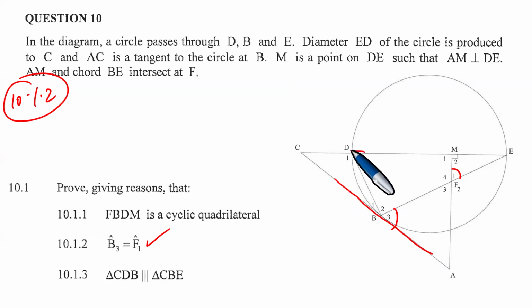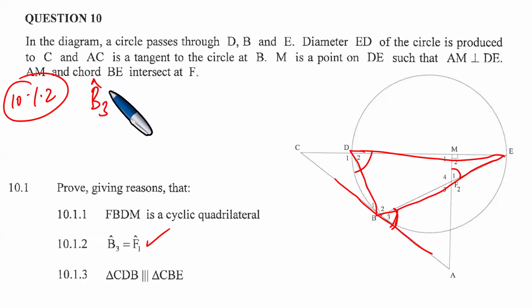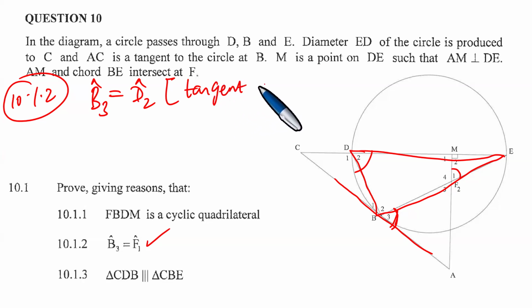If there's a tangent, then there's a triangle like this. We look at the angle between a tangent to a circle and a chord, which equals the angle in the alternate segment. So angle B3 is equal to angle D2, which is the tangent chord theorem.